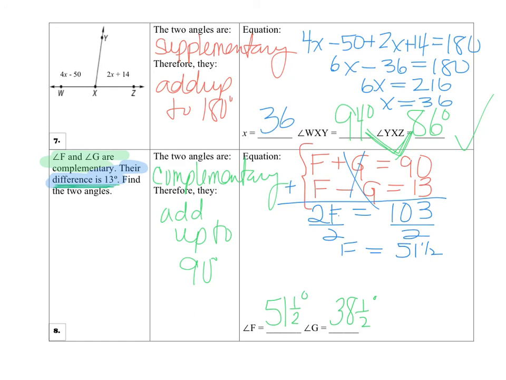So if f is 51.5 degrees, all we had to do was realize that when we add f and g together, they give us 90. And so by subtracting 51.5 from 90, we get that g is 38.5 degrees. And then you can double check yourself. If you just subtract these two, 51.5 minus 38.5, we should get 13, and we do. So that's our check that we did a good job on this one.